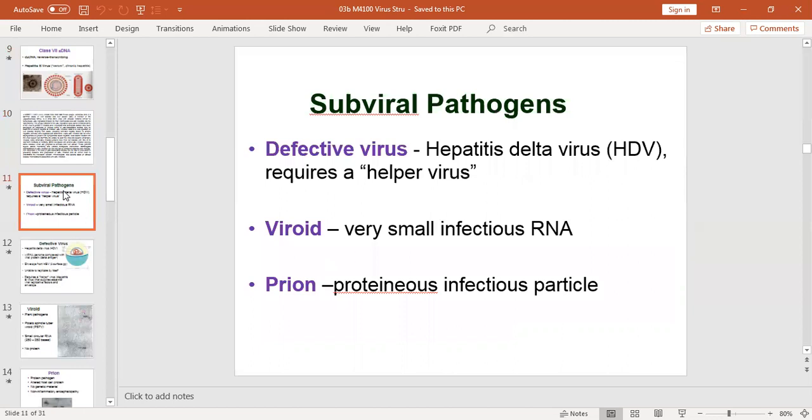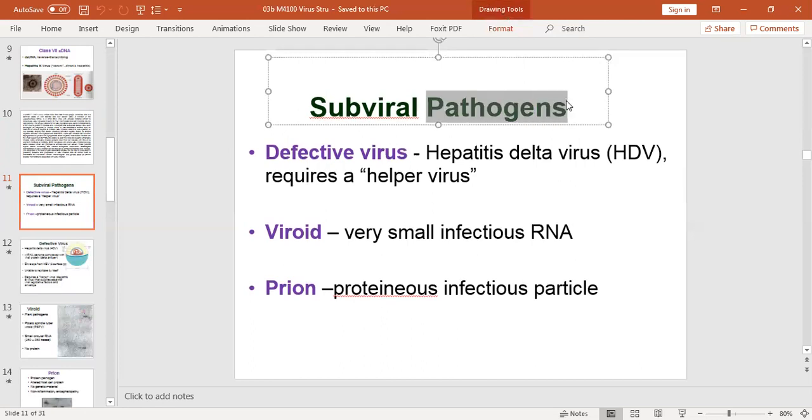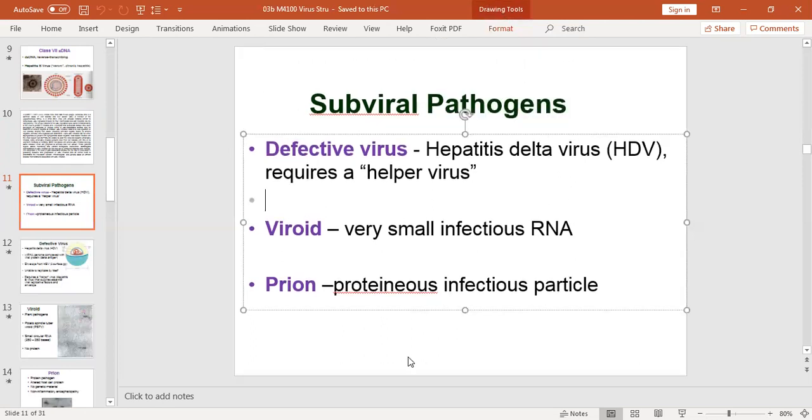Slide number 11, we are talking about subviral pathogens. These are agents that are not viruses and they still are pathogenic. They still can cause disease. There are three classes. They include defective virus, viroid, and prion.